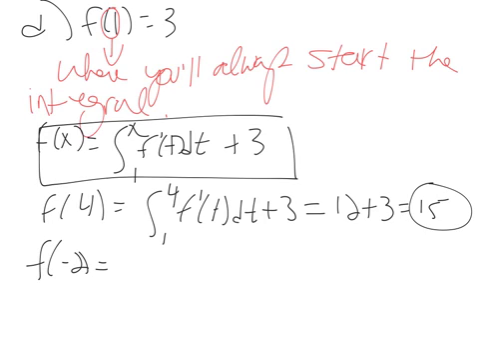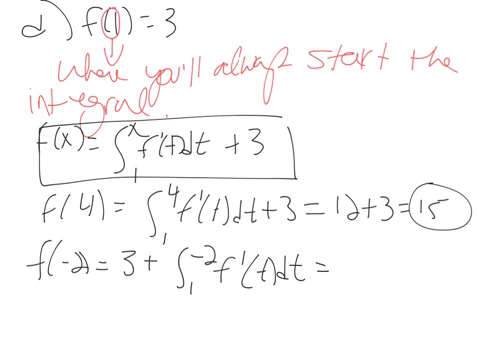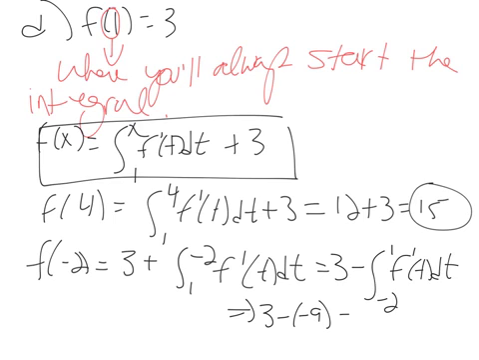But what I'm going to do is write it like this. 3 plus, now I'm still going from 1 to negative 2, of f prime of t dt. And remember that if I'm going from a positive number and the top number is negative, I take the negative of what the reverse of that would be. So this would actually be 3 minus the integral from negative 2 to 1 of f prime of t dt, which for us is 3 minus negative 9, which ends up being 12.